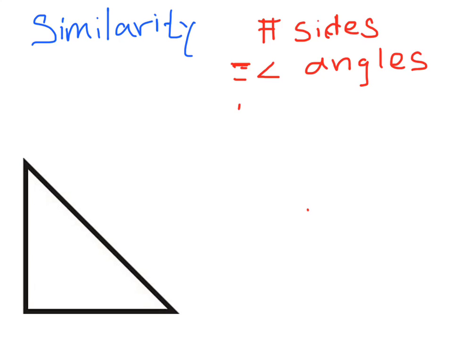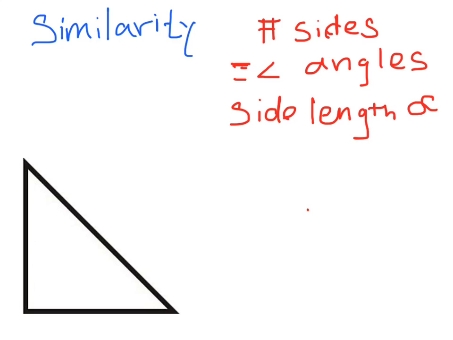And the last one is that side lengths need to be proportionate. So I'm going to use the symbol for proportionate. And so those are the three things you want to be looking out for if you're being asked a question about similar figures. So let's take a look at this one.